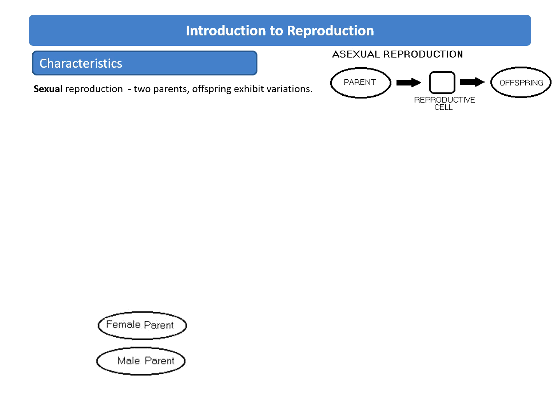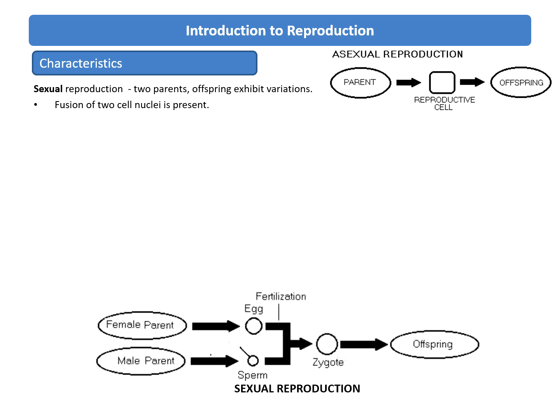The other type is sexual reproduction. It requires 2 parents. The parents have differing characteristics. One is the female parent, one is the male parent. It involves fusion of 2-cell nuclei. The 2-cell nuclei that fuse are the eggs and sperm, called the gametes.